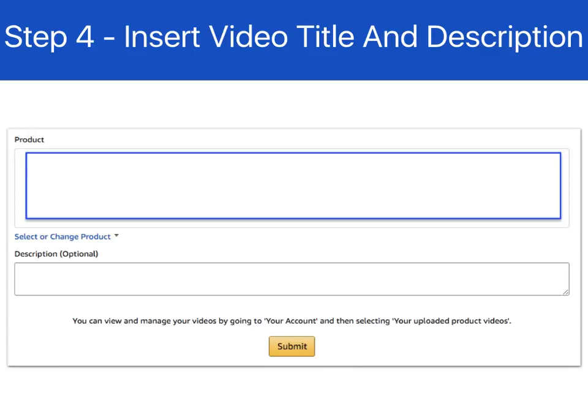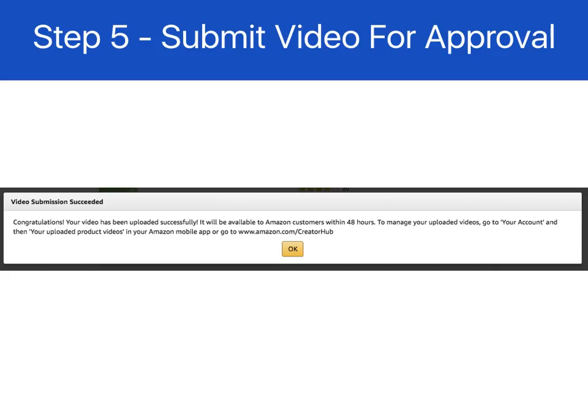So once you're done, you can view and manage your videos by going to your Amazon account and then selecting your uploaded video, as explained by Amazon. So once you're done, click the submit button and it'll take you to the next step. And you need to wait for Amazon to approve your video, and this is a simple message that Amazon will pop up for you. So you can manage your uploaded videos in Amazon's Creator Hub.